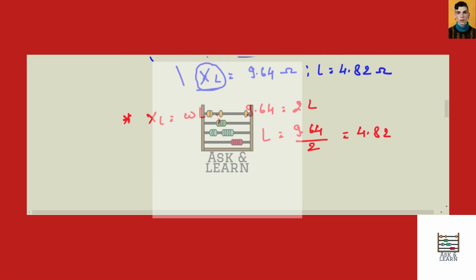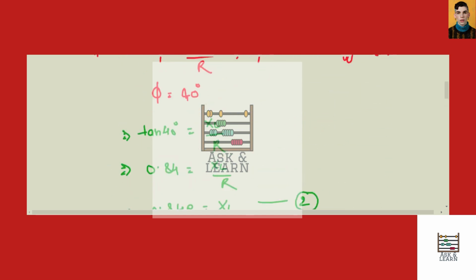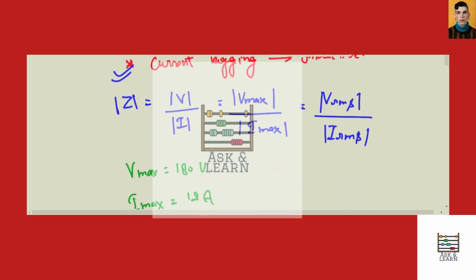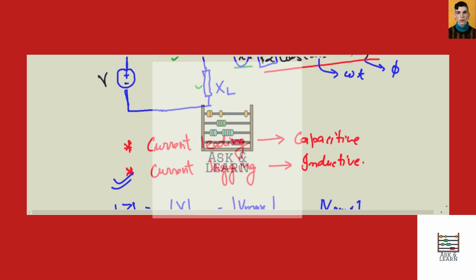So the things which I have written in the red color are the important points which you should keep in your mind while solving these types of problems. So just look at these points once again. This is one point: XL is equal to omega into L. Another point is tan phi is equal to XL by R, where phi is the phase difference, right? And the most important point is, if the current is leading, then the impedance will be capacitive, and if the current is lagging, the impedance will be inductive, right?